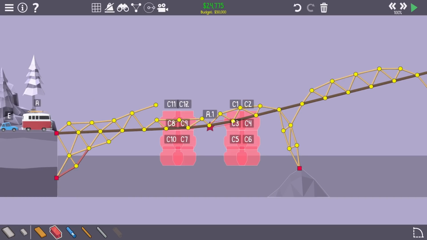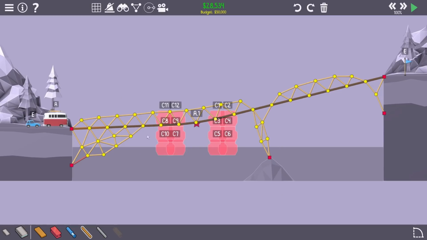Let's get rid of this stupid arch. Get rid of all of that, all of that, all of that. All right, let's do this again, engineer style. All right, okay, so we've got this far.